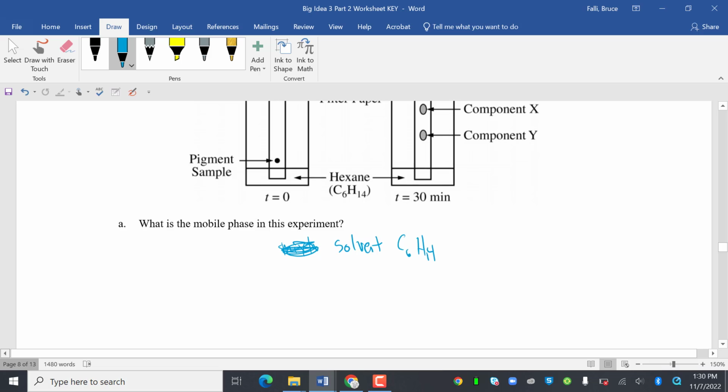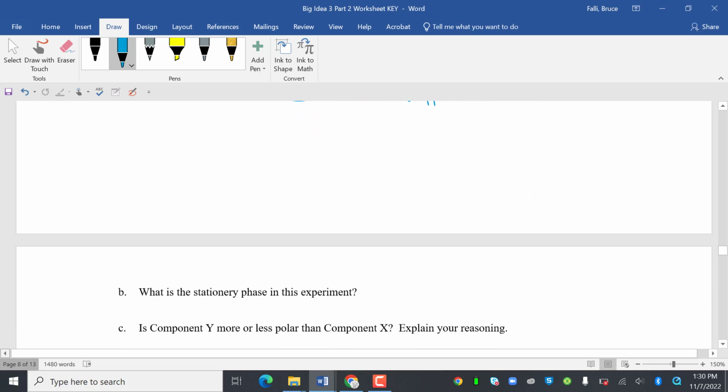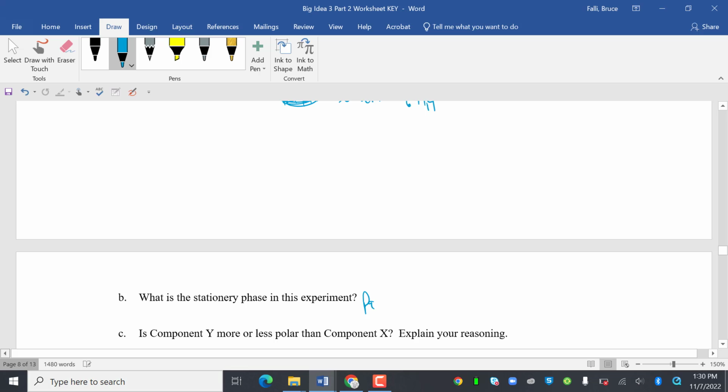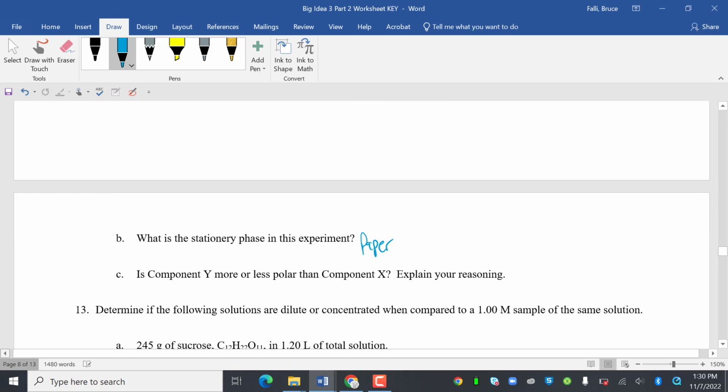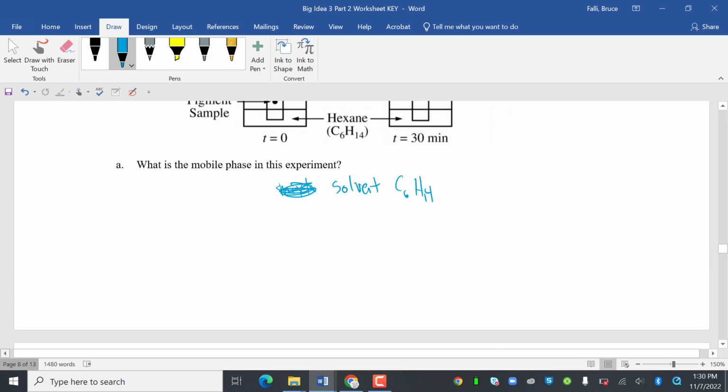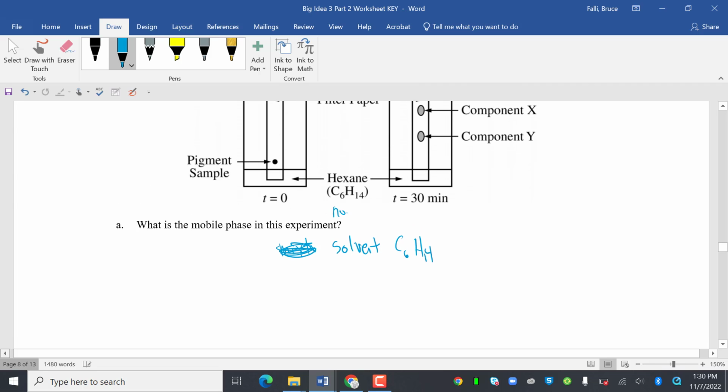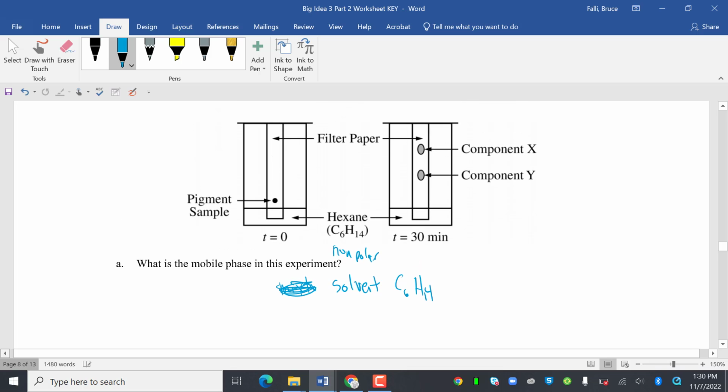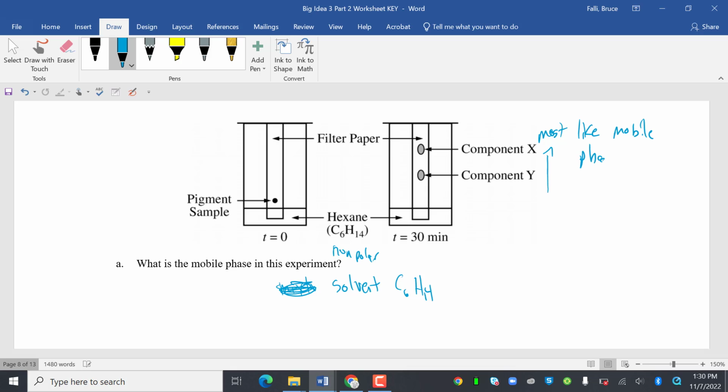The part that stays in place is the stationary phase. What is the stationary phase in this experiment? That is the paper. Is component Y more or less polar than component X? So notice the solvent is nonpolar, right? Whichever one traveled farther is most like the mobile phase. That means it is the most nonpolar.